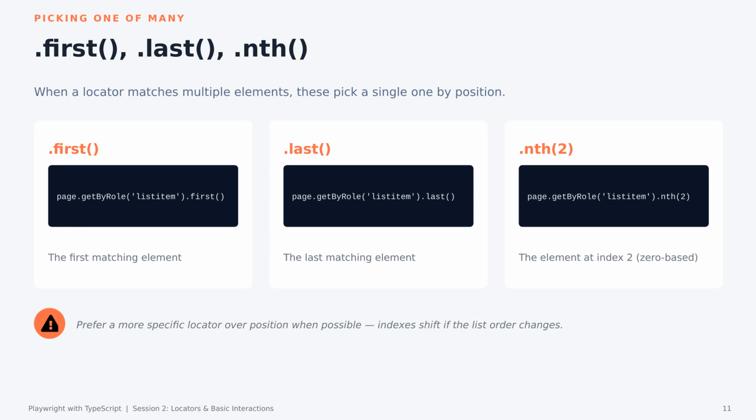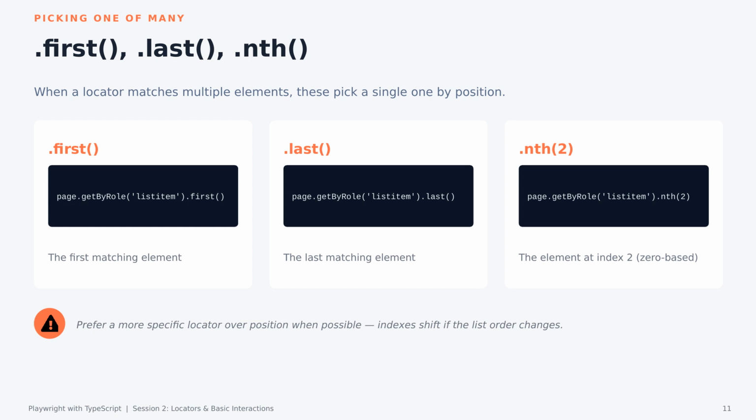Sometimes a locator legitimately matches multiple elements, and you specifically want just one of them by its position. That's what these three methods are for. Dot first grabs the first matching element. Dot last grabs the last one. Dot nth with a number grabs the element at that specific index, and remember, it's zero based. So nth of 2 is actually the third item.